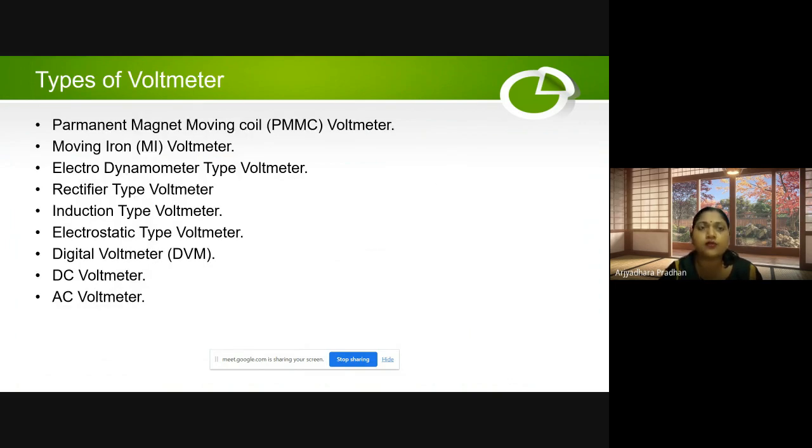There are various types of voltmeter, like the permanent magnet moving coil voltmeter and moving iron voltmeter. We have the electrodynamometer type voltmeter and rectifier type voltmeter. Then we have the induction type voltmeter, electrostatic type voltmeter, and digital voltmeters. Then we have DC voltmeters and AC voltmeters. So these are different categories of voltmeters which are used in industries, in laboratories, and for different purposes.